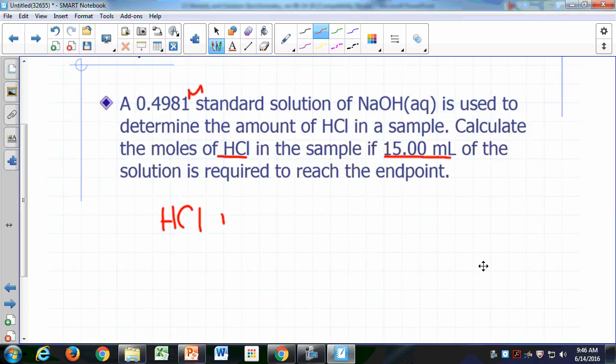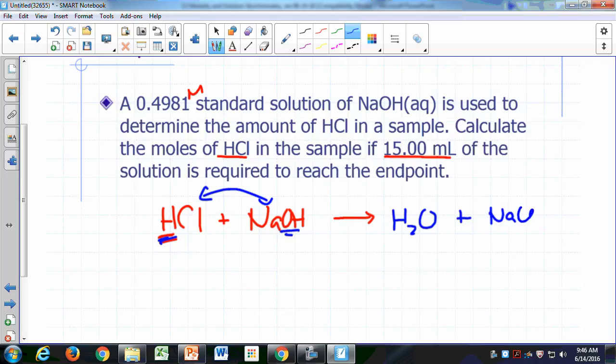HCl plus NaOH, acid plus base, gives you salt and water, right? The H+ from the acid and the hydroxide from the base gives you water, and the other product of your reaction would be the sodium chloride. And so this equation, as you can see, is already balanced, so that means you have a 1 mole to 1 mole ratio at the equivalence point.